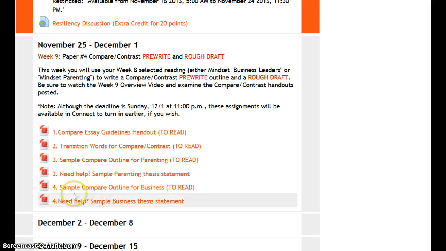Back into the Moodle site, you have sample outlines, and then I have also given you a sample thesis statement. One for business, that would be number 4, and one for parenting. That would be number 3. So I gave you a guideline sheet discussing what a thesis statement should include, and I also wanted to give you a really specific, concrete example of a thesis statement for each.